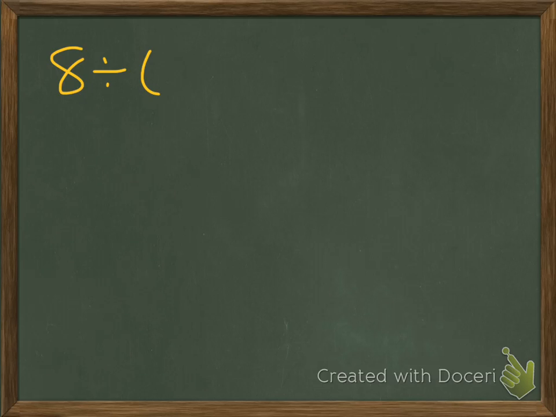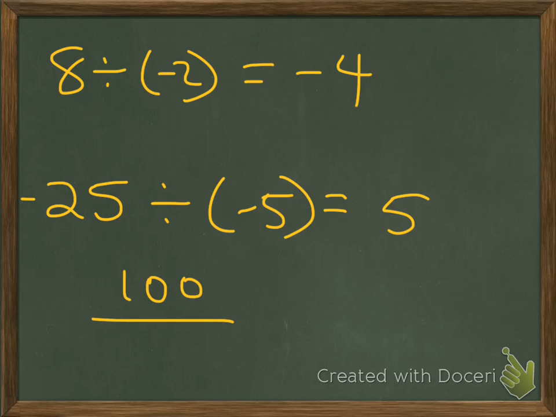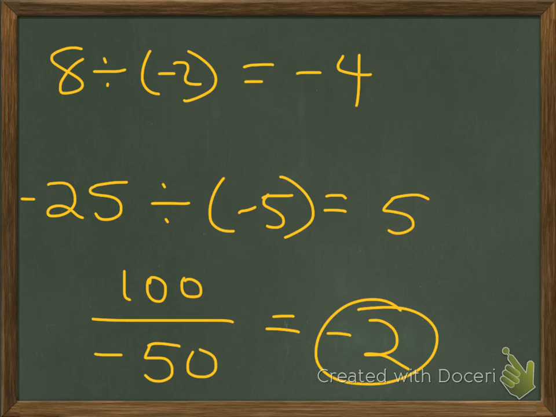So if we did some examples, and we did 8 divided by negative 2, it would be negative 4. Very good. If we did negative 25 divided by negative 5, you'll have positive 5. We don't have to write that with the little division symbol. We could write it as a fraction. We could say 100 divided by negative 50 would be negative 2. Very good.